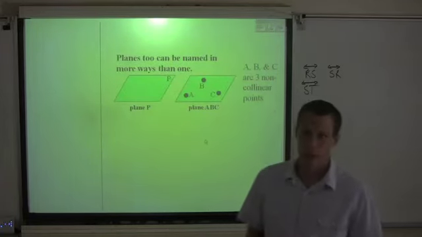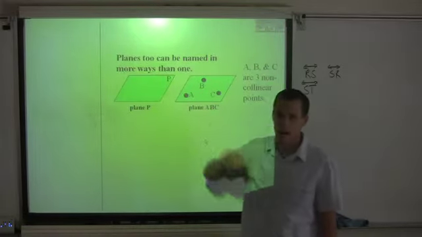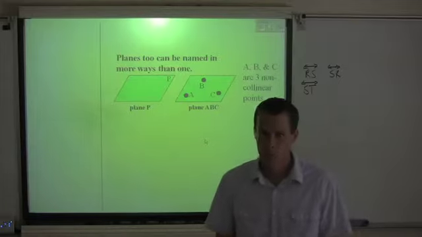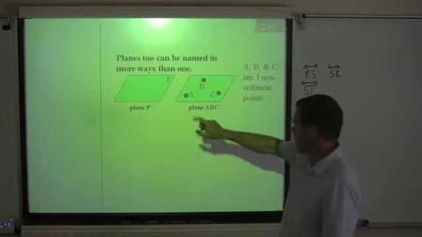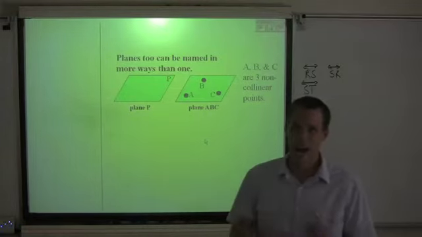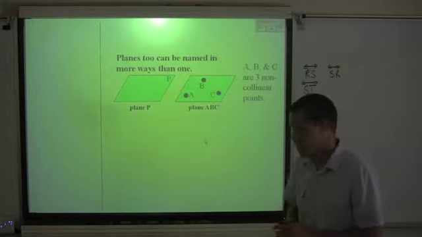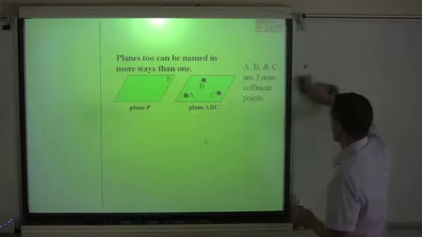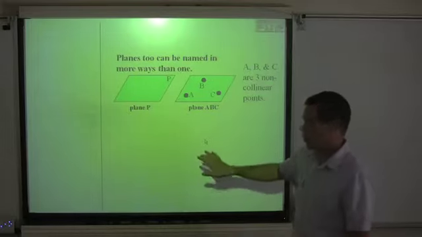Planes can also be named in 2 ways. If you don't have a designated point, we could just call it plane P with a capital letter up in one of the corners. But generally speaking, we name a plane with 3 letters. Plane ABC. The most important fact is that those letters, those points, have to be non-collinear. They cannot be 3 points that are in a straight line. I have a visual to show why.